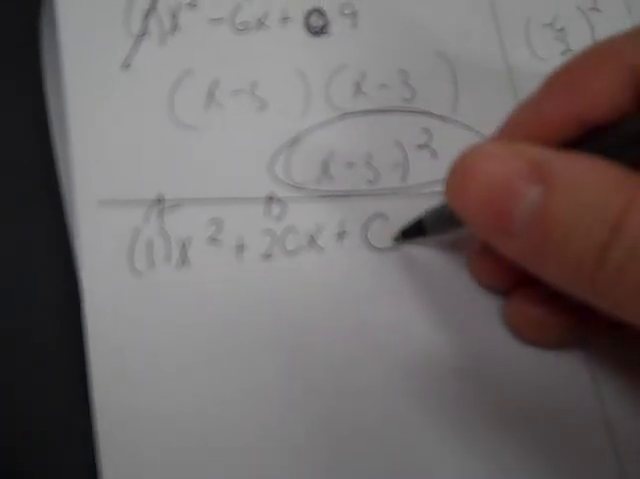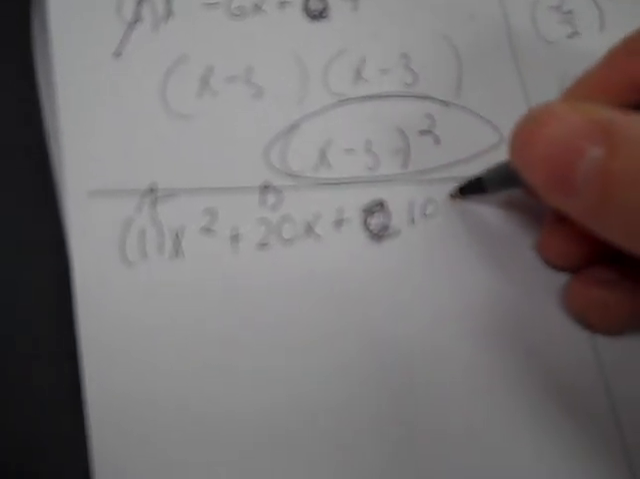Okay, moving right along to the next one. A, B, you have to find your own c. You're going to go b over 2 to the second. So b is 20 divided by 2 to the second. Well, 20 divided by 2 is 10 to the second. 10 to the second is 100. So c is going to be 100. Just put 100, put your c. Now go factor that perfect square trinomial.